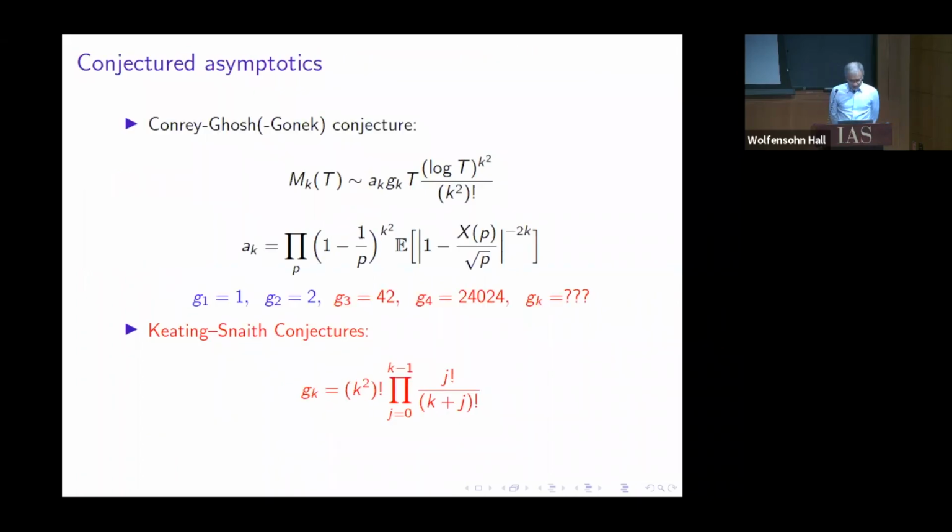So we heard this briefly mentioned in the talks in the morning, that there's a conjecture for how the kth moment should grow. And it should grow like T (log T) to the k squared times some constants. And roughly it should grow on the scale of T (log T) to the k squared. I think it's like a folklore conjecture. But this idea that it should grow with these particular constants, a_k and g_k, even though it wasn't clear what g_k should be, I think first goes back to Conrey and Ghosh.